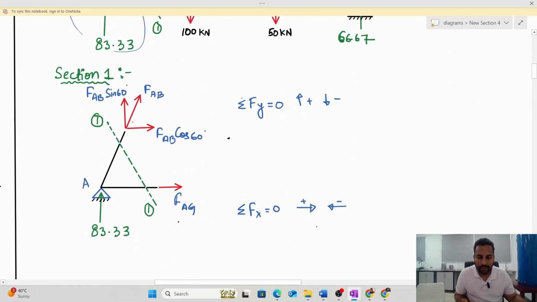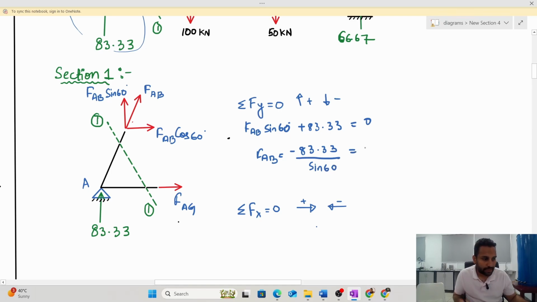So the first section is very simple. I will just do summation of forces in y direction equals to 0. What is going up? FAB sin 60 is going up, and I have plus 83.33 going up equals to 0. So my FAB is negative 83.33 divided by sin 60, which is equal to negative 96.22. Since it is negative, that means our initial assumed direction is incorrect. So you need to change direction.